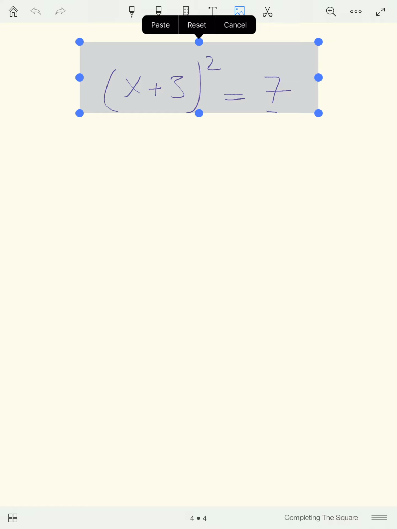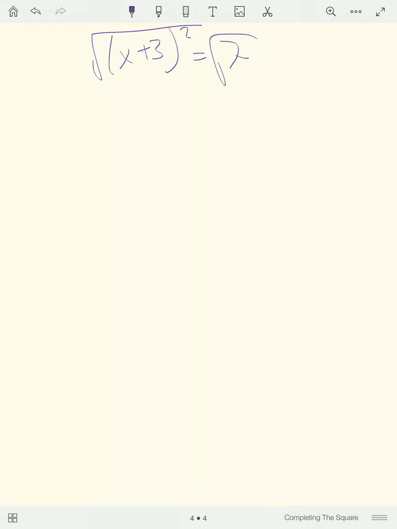Oh, whatever. I'll rewrite it. We had x plus 3 squared equals 7. Okay, so from here, to solve this equation, hopefully the first thing that you can see here is that we have a square on this side that we need to get rid of. And to do that, we would simply take the square root of both sides.